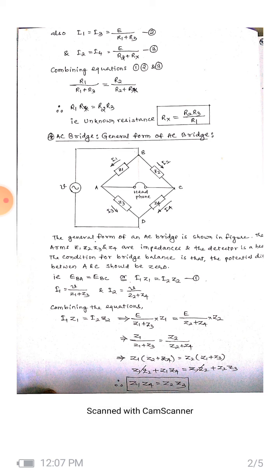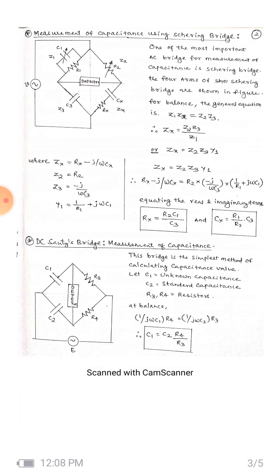Next, if you combine equations 1, 2 and 3, we get E divided by Z1 plus Z3 into Z1 is equal to E divided by Z2 plus Z4 into Z2. If you simplify and cross multiply, finally we get Z1 Z4 is equal to Z2 into Z3. This is the general form of the AC bridge equation. Next we are going to discuss the measurement of capacitance using the Schering bridge. As you can see, there are 4 arms here, or 4 impedances.